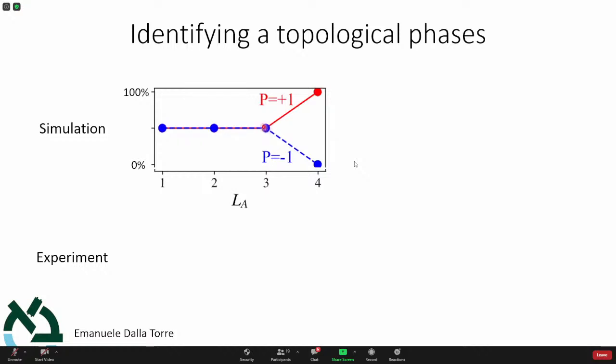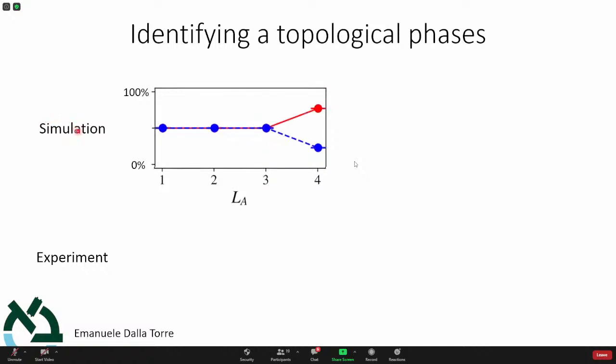What it means is that the blue and red blocks are identical, meaning that the system is topological. So the topology here is detected by the fact that the blue and red are one on top of the other. So this is just an ideal quantum computer. What happens in a noisy quantum computer?